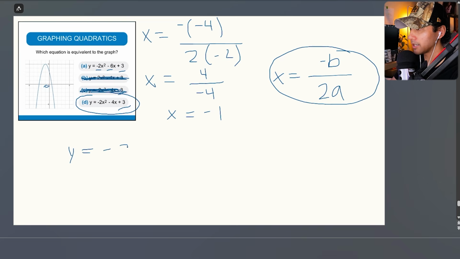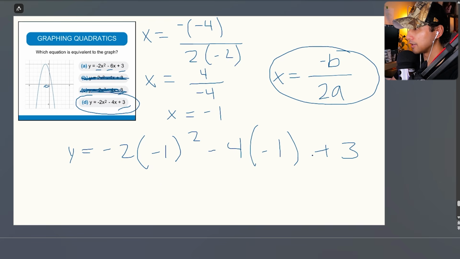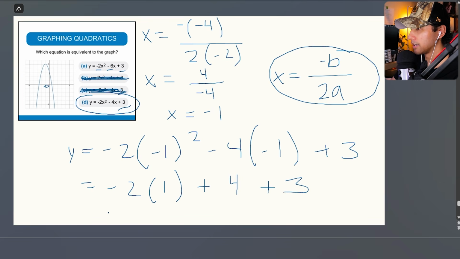Y equals negative 2, negative 1 squared minus 4, negative 1 plus 3. We're going to get equals negative 2, 1 minus, it's actually positive 4 plus 3 equals negative 2 plus 4 plus 3 equals, what is negative 2 plus 4? That's positive 2 plus 3 equals 5.